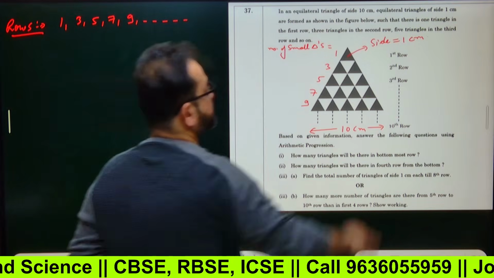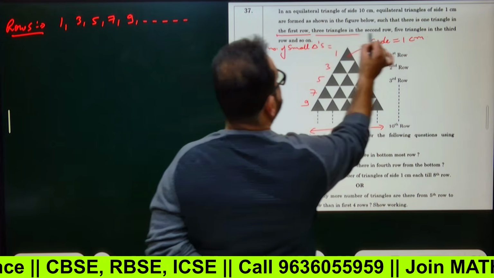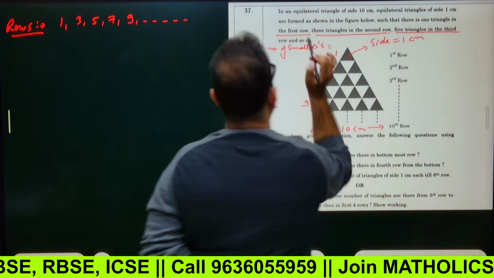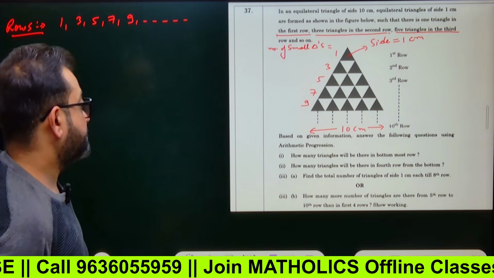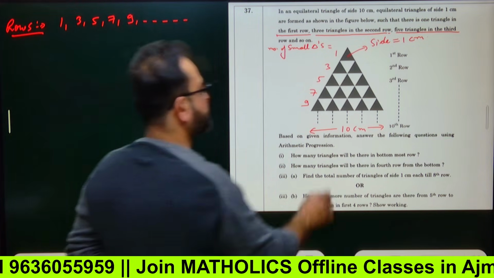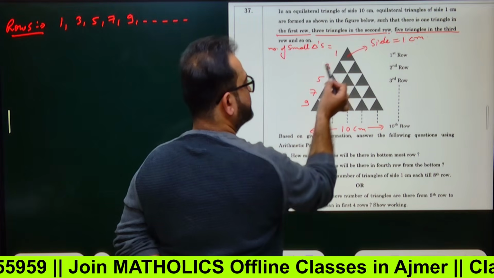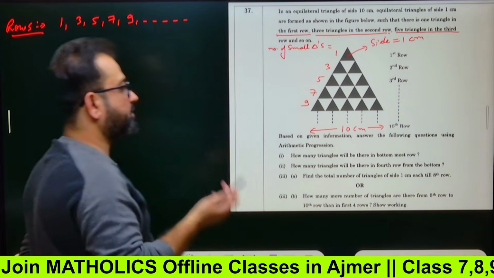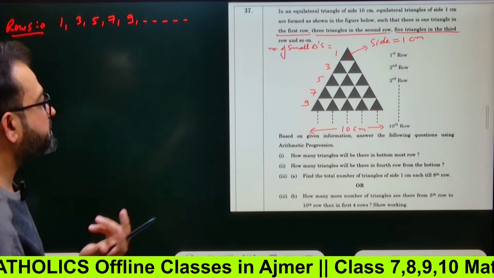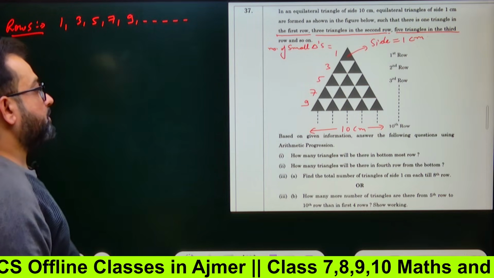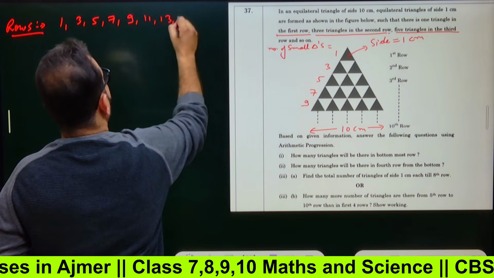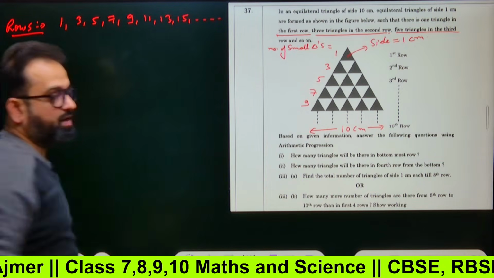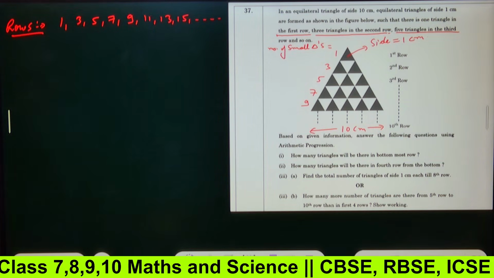We are saying that there is one triangle in the first row, three triangles in the second row, five triangles in the third row, and so on. This is 10. So it is very easy: 1, 3, 5, 7, 9. Just keep on calculating. That's it. Very easy. Tell me 1, 3, 5, 7, 9, then 11, 13, 15. Tell me how to do this. Try. This is for you. Very basic.